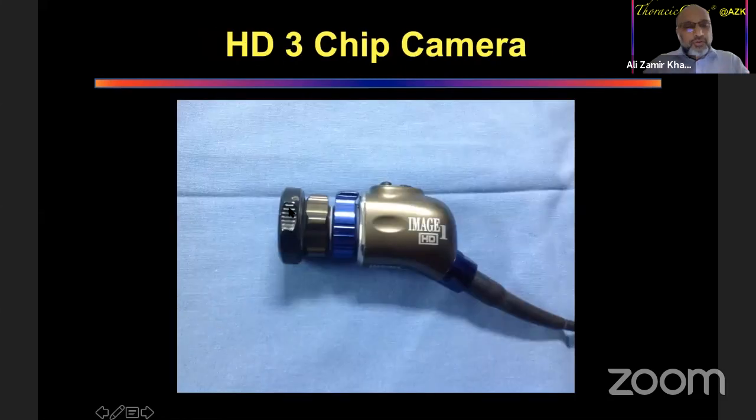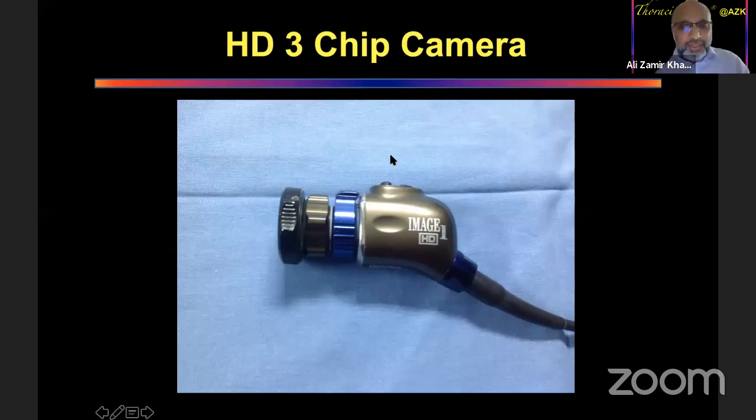Okay. Whenever you're setting up a VATS program, this is for you, Amol. If you are going to set up a VATS program, and if you have to buy equipment within a limited budget, the first thing you have to make sure is that the camera is HD. In this day and age, if you want to do VATS, then the image is everything. The quality of your surgery is directly correlated to the image. So make sure your camera is HD. And the second important thing is make sure your camera is three chip.